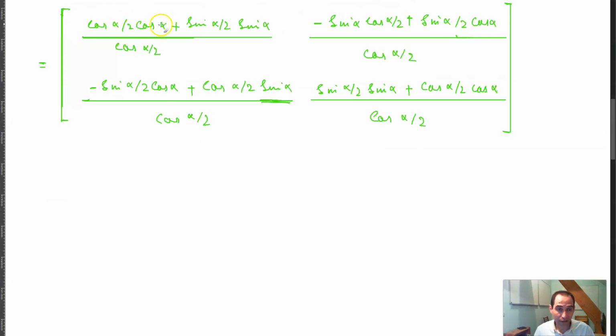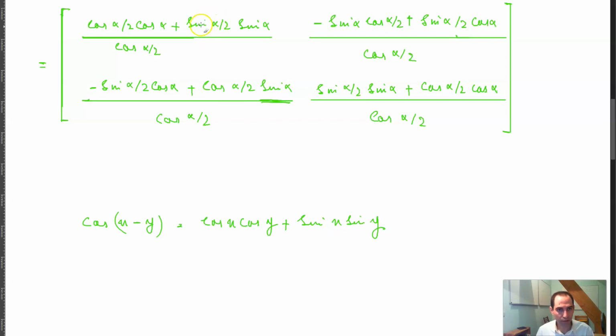Now what is cos alpha by 2 cos alpha plus sine alpha by 2 sine alpha? That is cos of... so you know that basically cos of x minus y is equal to cos x cos y plus sine x sine y, right?